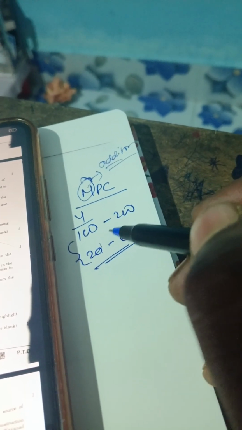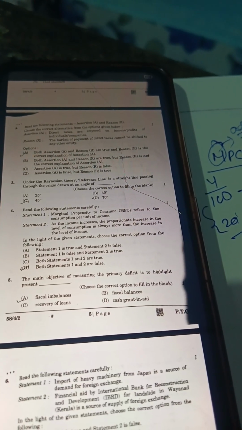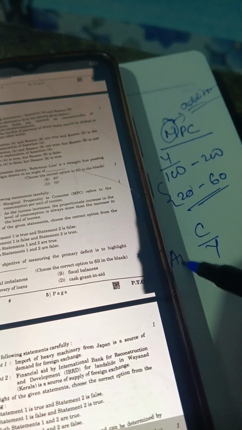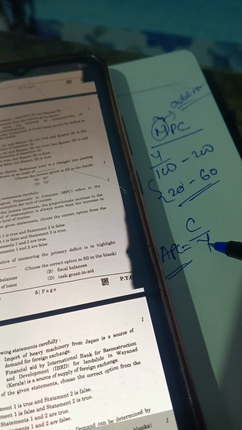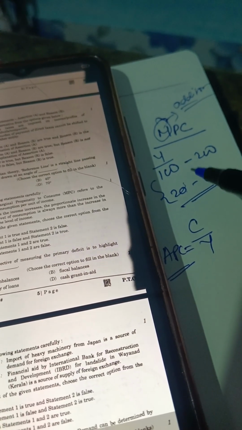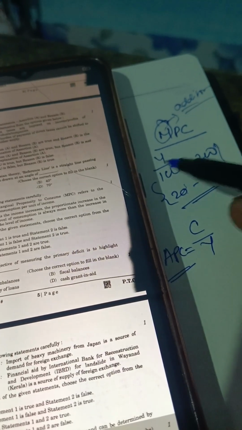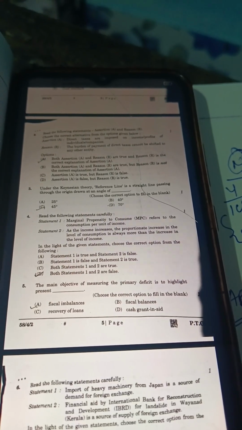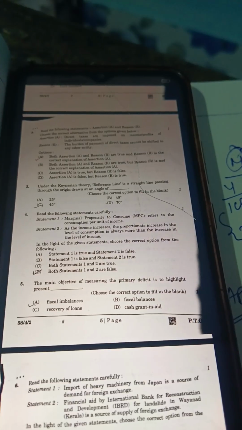Okay, so this is talking about change, and the question is asking you that MPC refers to the consumption per unit of income. No, it's never saying C by Y. APC talks about C by Y. So APC is the ratio between consumption and income. Marginal change always talks about the change that is occurring between income and consumption. Here, statement 1, MPC refers to the consumption per unit of income, is not correct.